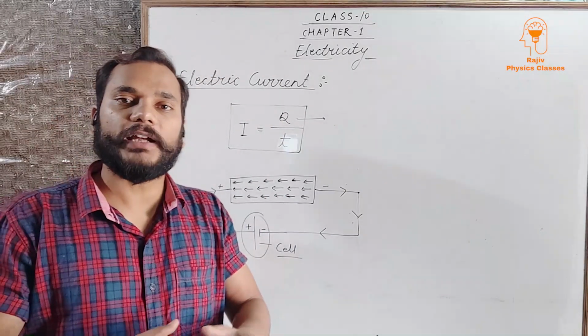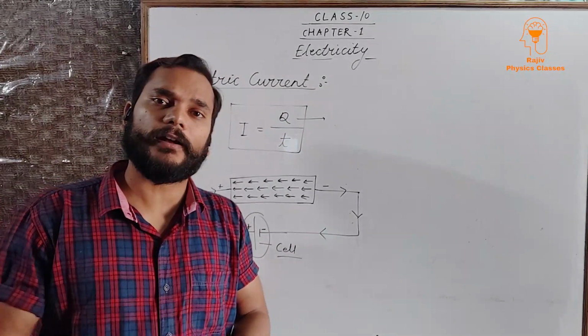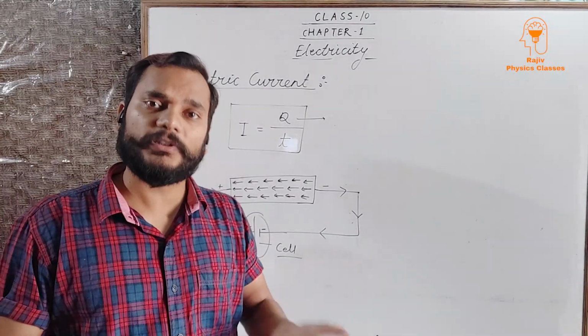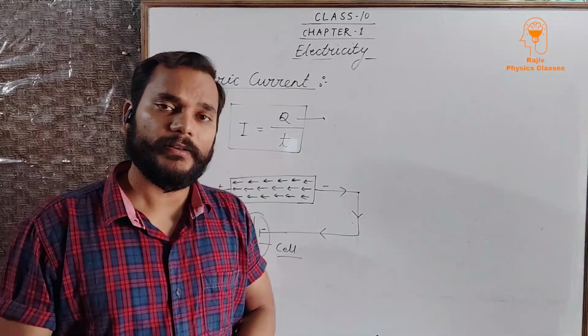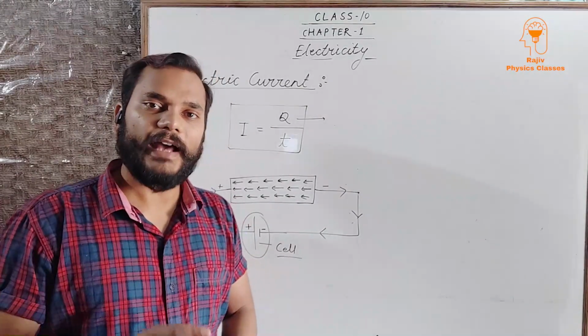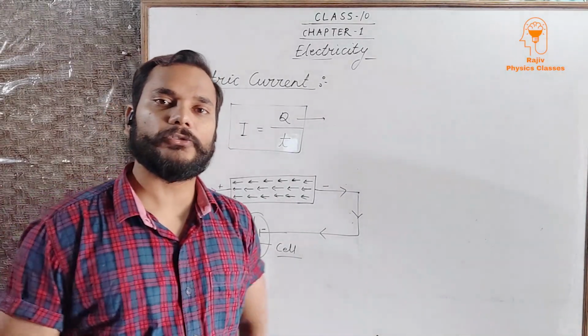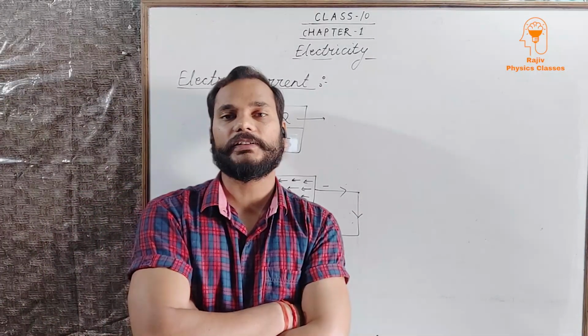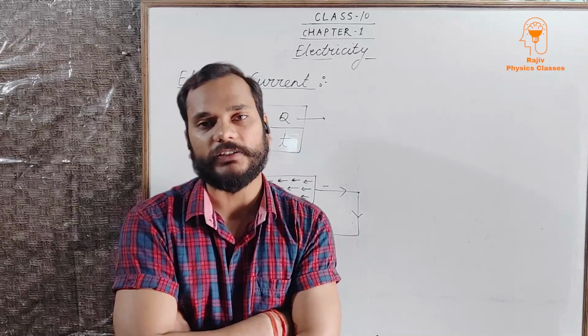So don't be confused that the sir has told that electric current is due to the flow of electrons, while the direction of the electric current is just opposite to the flow of electrons. Why is it? That is the only reason. The direction of electric current is considered due to the flow of positive charges, while the magnitude of electric current is considered due to the flow of electrons.